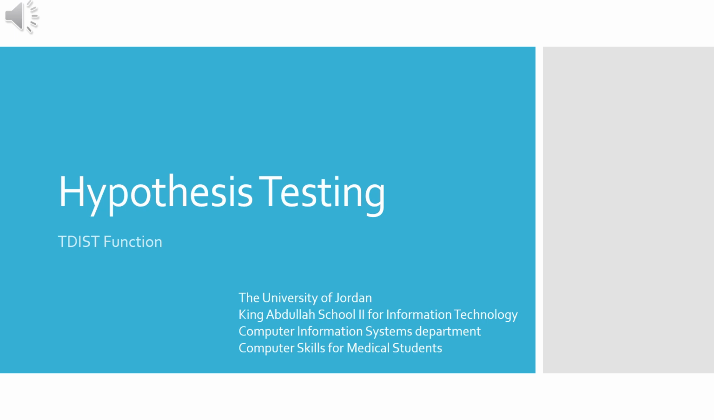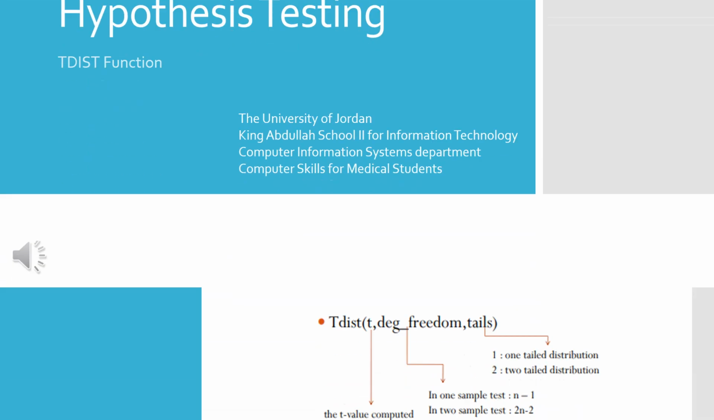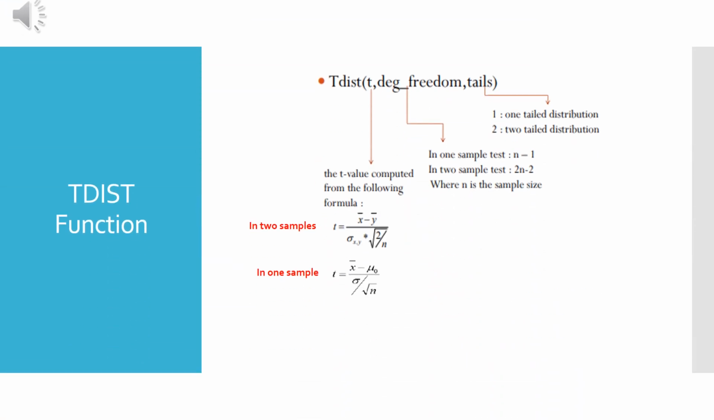In this lecture, we will talk about the tdist function. The tdist function has three parameters: the t-value. The t-value can be computed from one of the following formulas. In two samples, we use the first one, and in one sample, we use the second one.